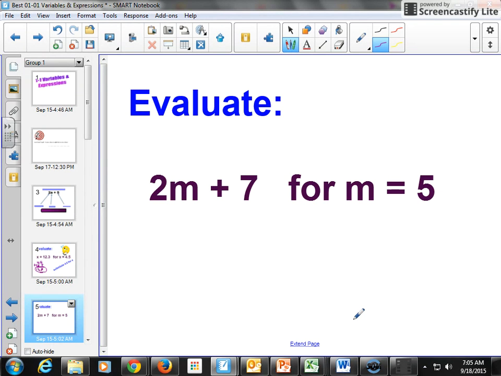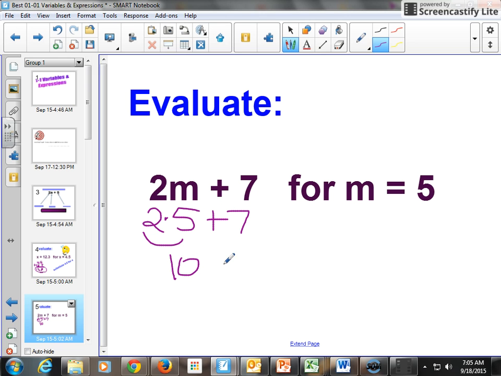Let's look at another one. Again, pause the video so you can stay on top of things and catch up when you need to. Our expression is 2m plus 7, and I want you to substitute a 5 where m is. When I substitute the 5 in, this means 2 times 5, because 2m means 2 times m. So 2 times 5 plus 7. Remember your order of operations. This simply gives you 10. And 10 plus 7, our final answer will be 17. Bingo.